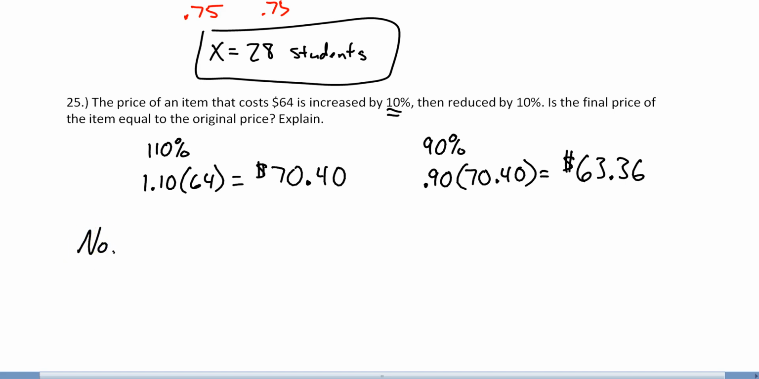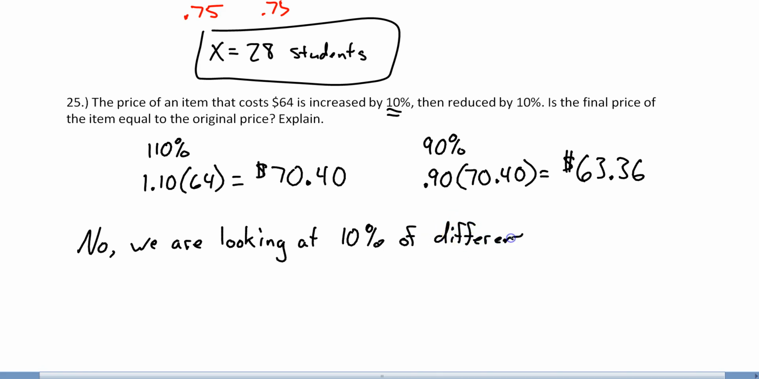But the question becomes, why are they not the same? And the reason is because I'm taking 10% of two different values. The first time I was doing 10% of the 64 and adding it. The second time I'm doing 10% of a totally different value, 10% of the $70.40. So I'm doing 10% of two completely different values, which is why they don't match up. Okay? And so the answer here is no, and the reason is because we're looking at 10% of different values, or different initial values.